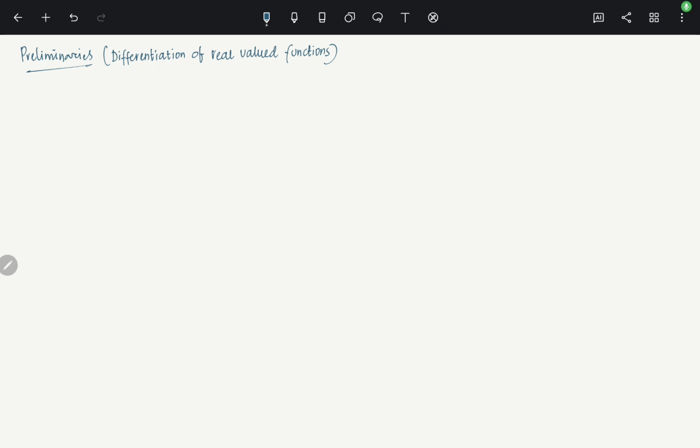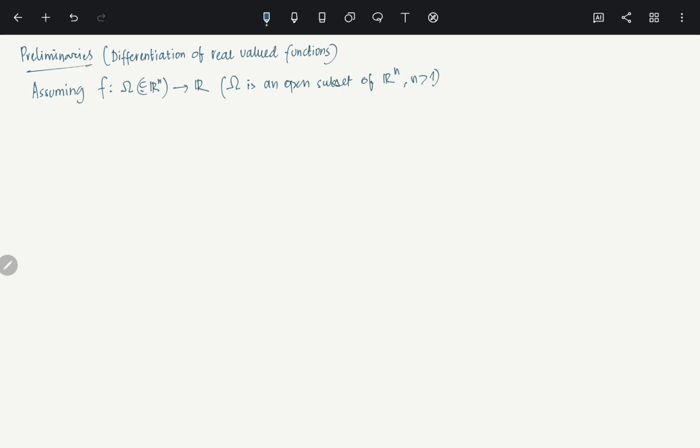Hello students, in this video we are going to talk about differentiation, the concept of derivative for a real valued function. So essentially I am assuming the function f is from omega to R, and omega is an open subset of Rn. This holds for any n greater than or equal to 1.